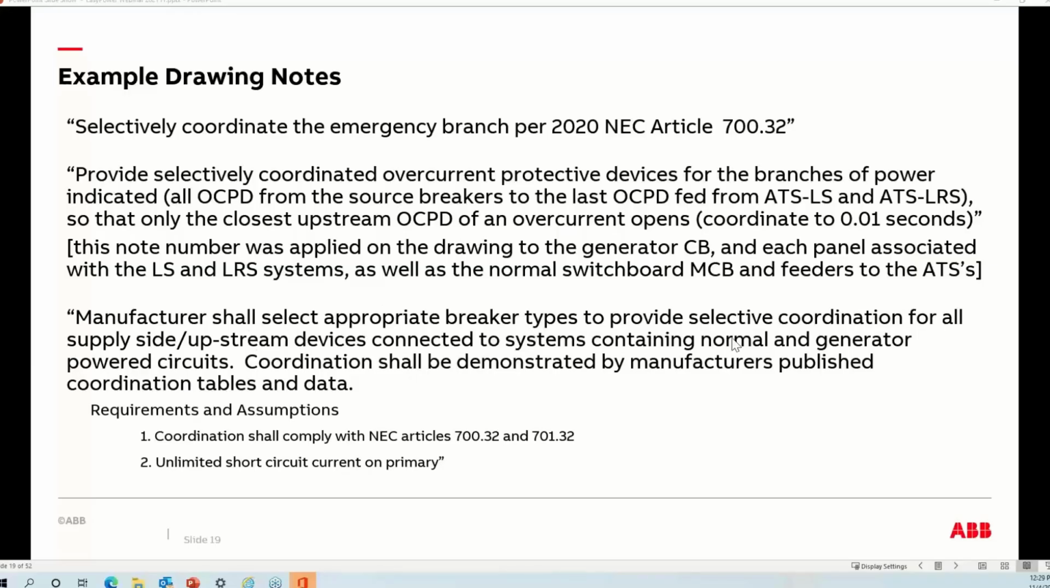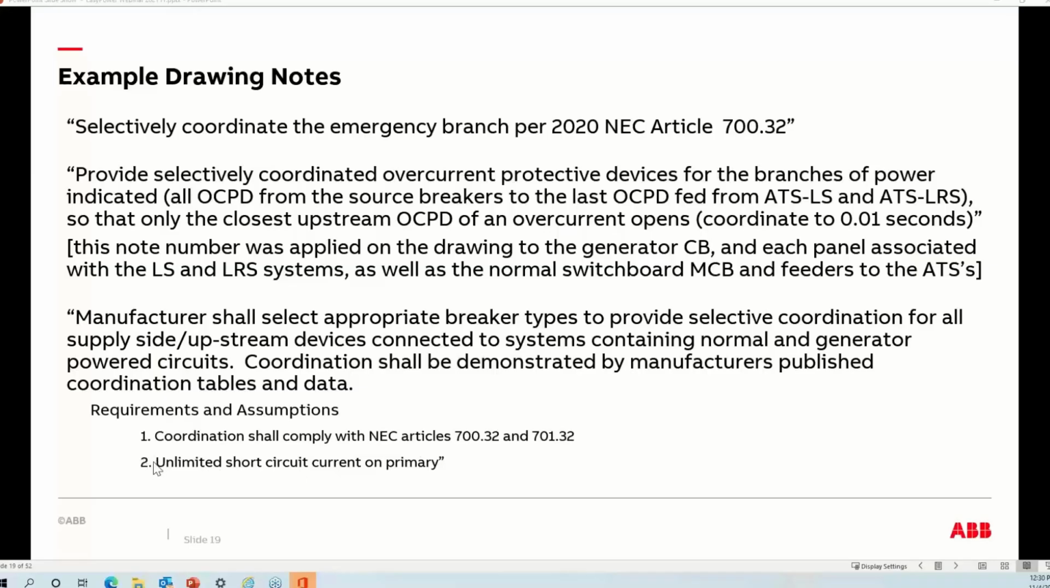Manufacturer shall select appropriate breaker types to provide selective coordination for all supply side upstream devices connected to systems containing normal and generator power circuits. Then I really like this statement: coordination shall be demonstrated by manufacturers' published coordination tables. So when they say coordination tables, okay, I know exactly what this engineer is thinking. And then it goes on to make the code references.